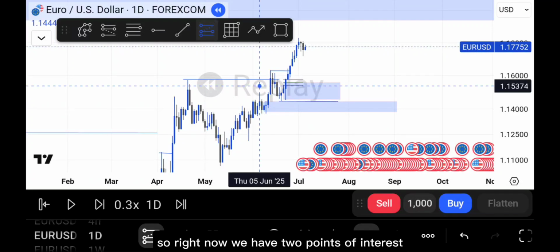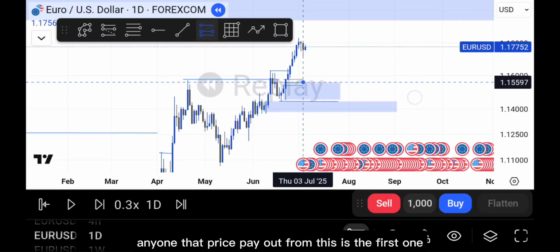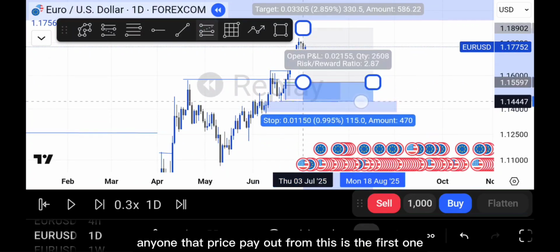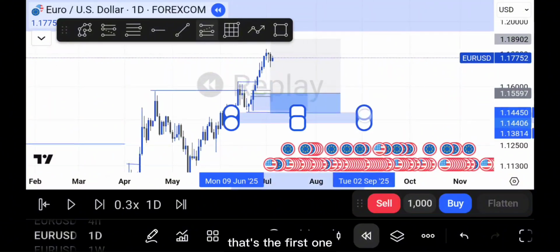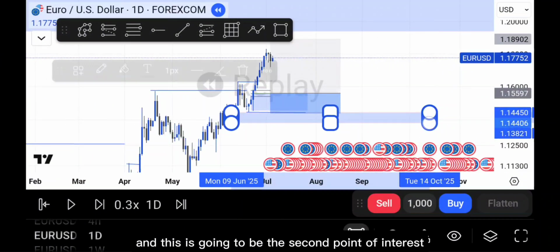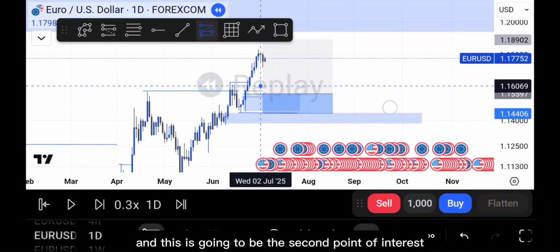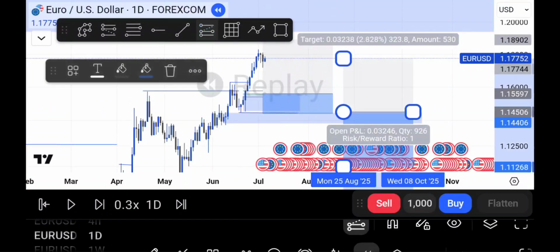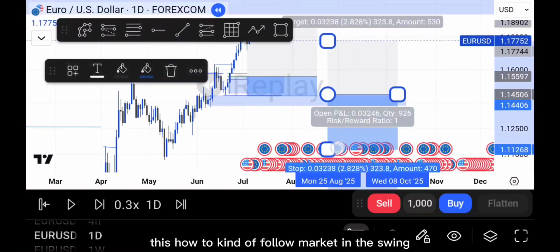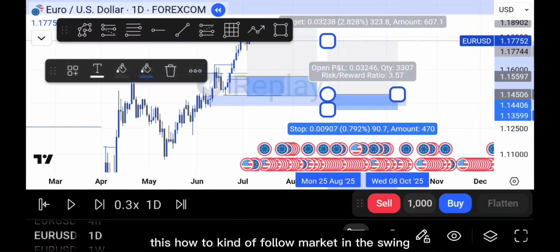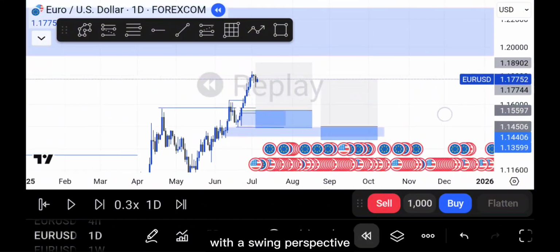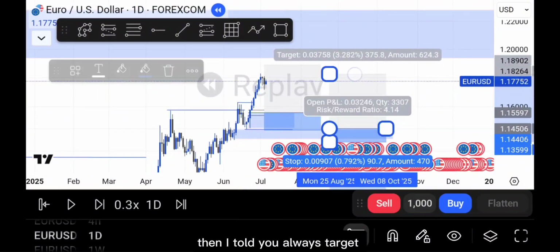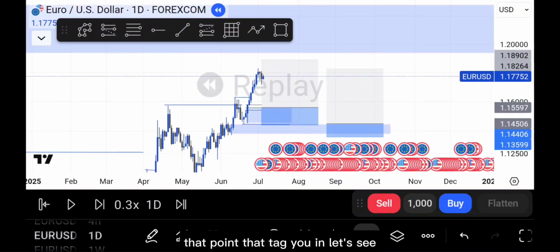So right now we have 2 points of interest. Anyone that price pays out from, this is the first one, and this is going to be the second point of interest. This is how to follow the market with a swing perspective. Then I told you, always target that point that tagged you in. Let's see.